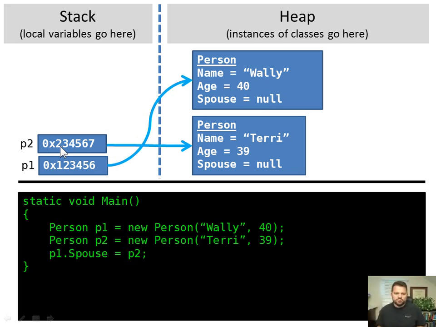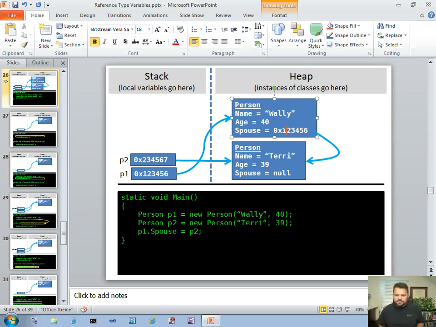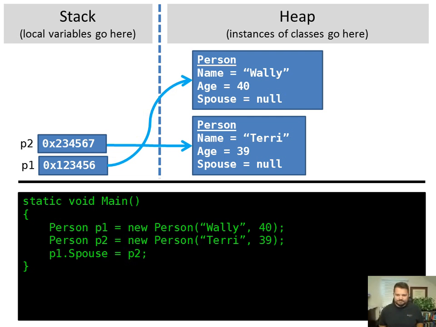Well, P2 has this reference, 2, 3, 4, 5, 6, 7, right? So what would happen is the first person.spouse would have 1, 2, oops, a little bit of a mistake there. So let's see, is that right? Yep, that's a little bit of a mistake. So let's correct that. So this should be 2, 3, 4, 5, 6, 7. Glad I caught that. Yeah, so the person that person 1 is pointing to, the spouse field is now pointing at the person that person 2 is pointing to.